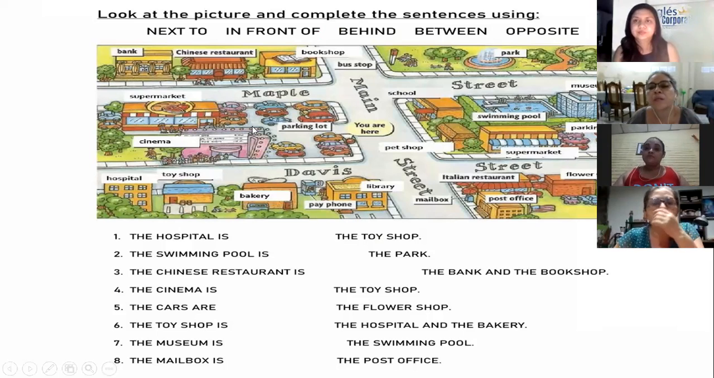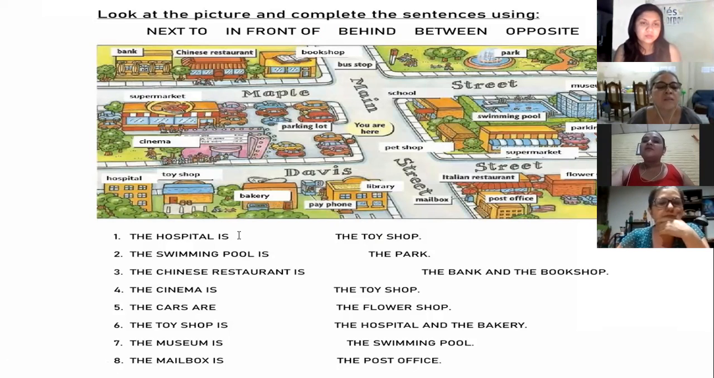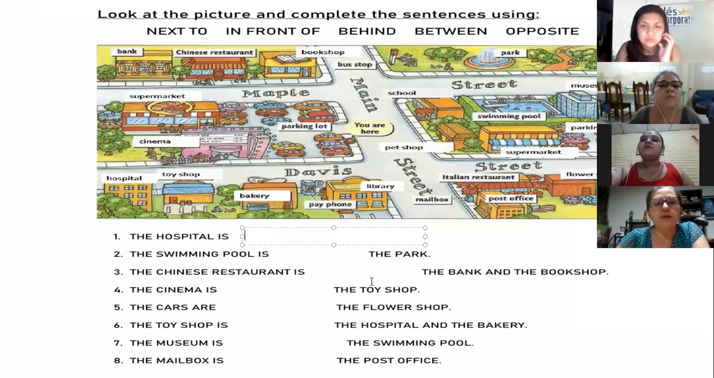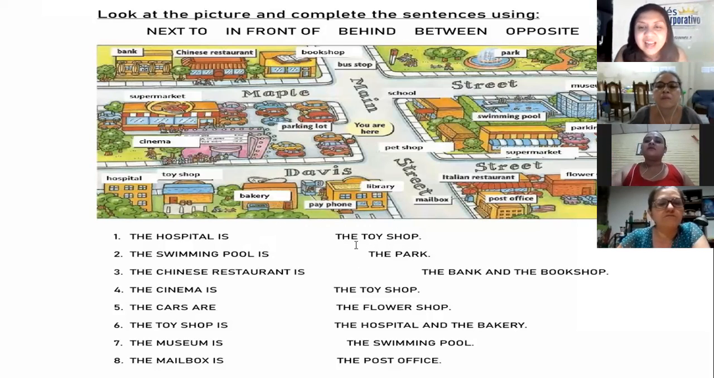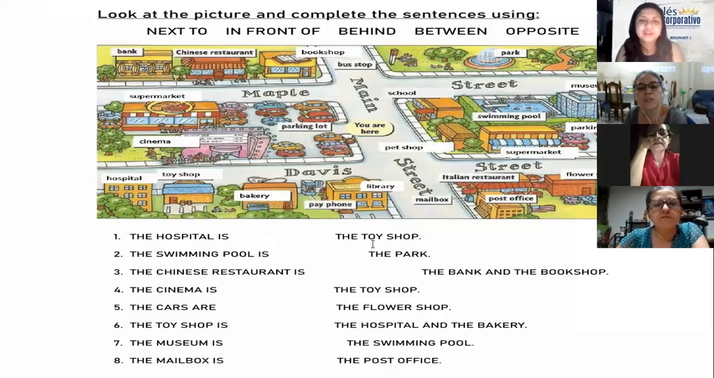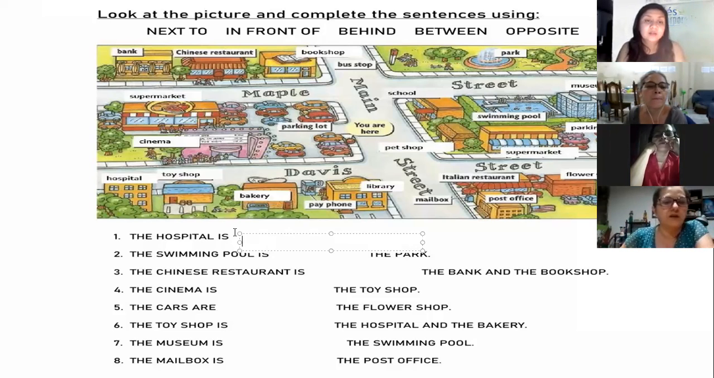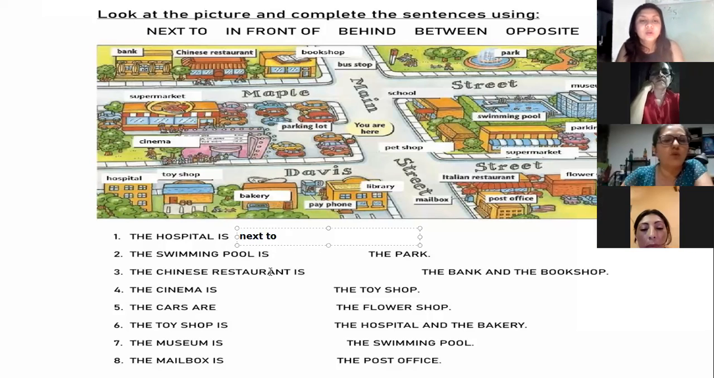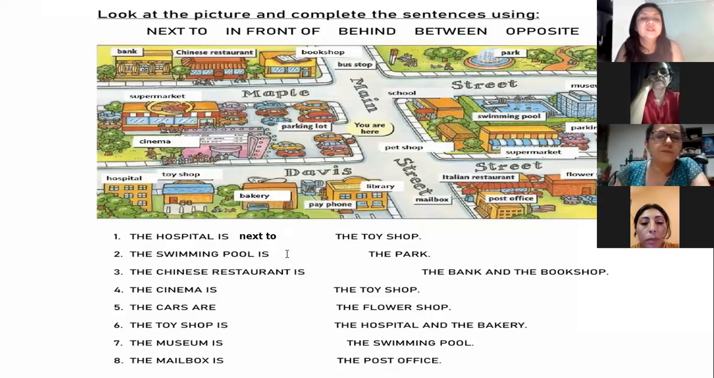The hospital is, no lo veo. The hospital is on Davis Street. Pero aquí les da la otra, ay, ¿cómo se dice? Referencia, ¿ok? The toy shop. Hospital and next toy shop. So the hospital next is? The next toy shop. Is in front of cinema? Is next to the toy shop. Acuérdense que les da referencia, ¿verdad? Yes. What is the swimming pool?